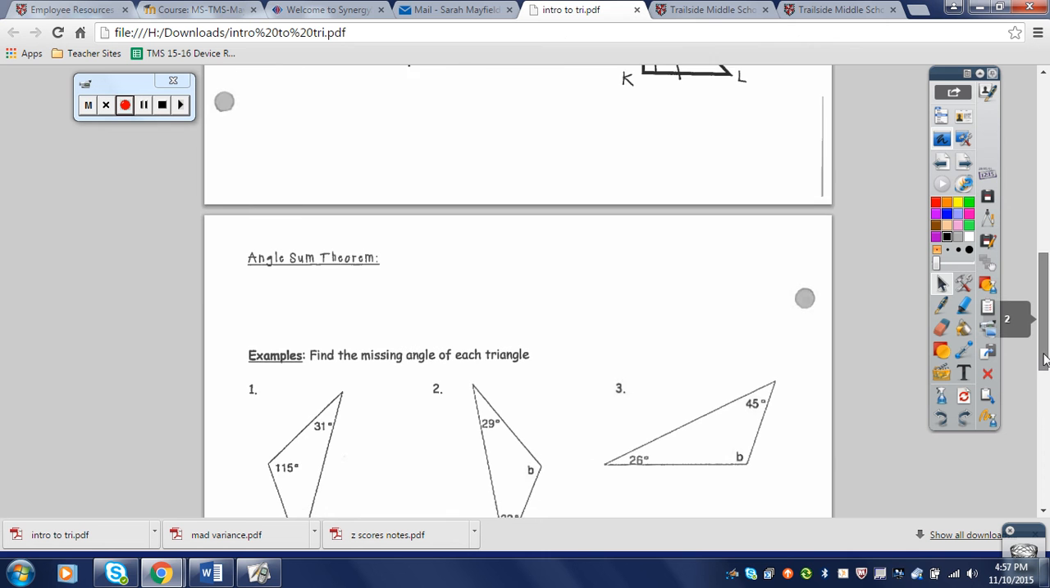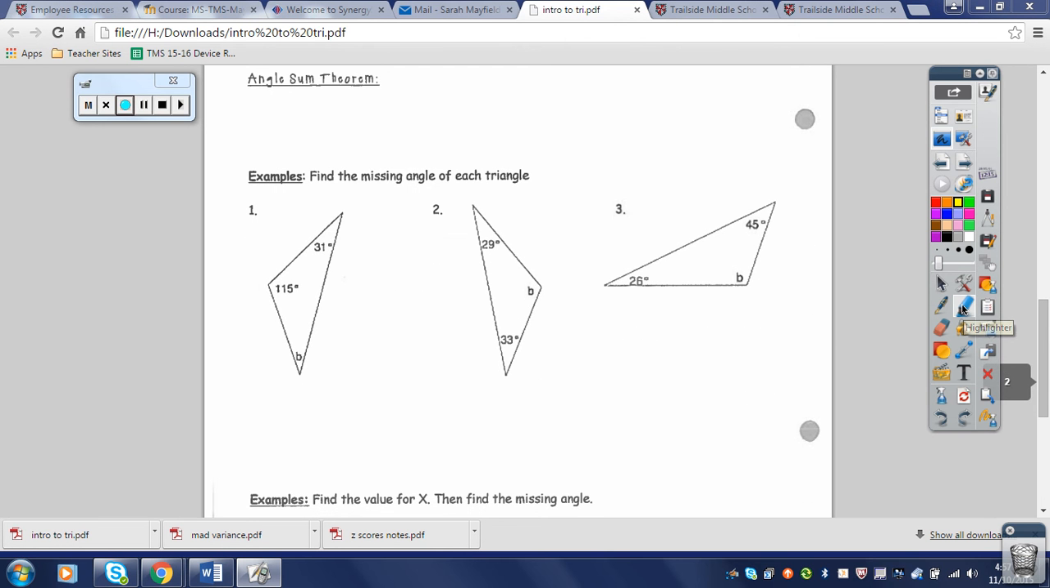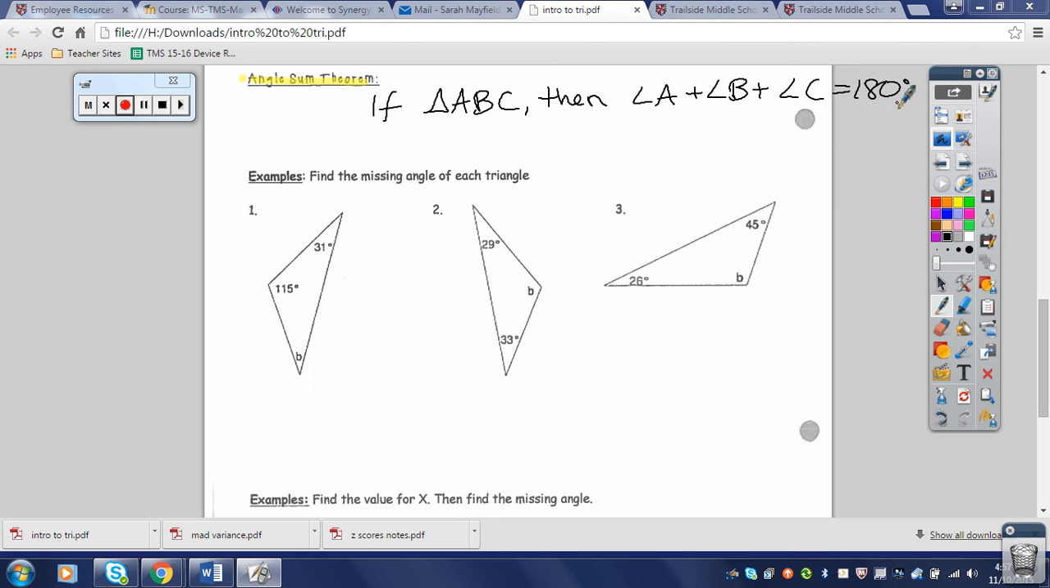First theorem in triangles is the angle sum theorem. Angle sum theorem. Go ahead and highlight it. Now it says if triangle ABC, so if ABC is a triangle, then angle A plus angle B plus angle C equals 180 degrees. So all 3 angles in a triangle add up to equal 180 degrees. So if I draw a triangle A, B, C, these 3 angles will add up to 180 degrees.